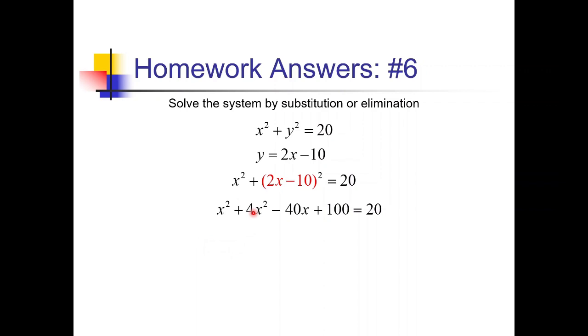So x squared and 4x squared, we can add that up to get 5x squared. Negative 40x is still there. And then 100 minus the 20 gives us a positive 80. Now I notice these are all divisible by 5, so that would be a good next step here. That'll give me x squared minus 8x plus 80 divided by 5 is 16 equals 0.